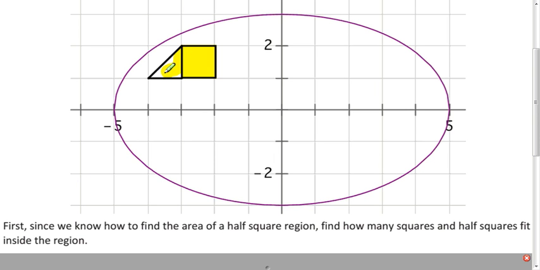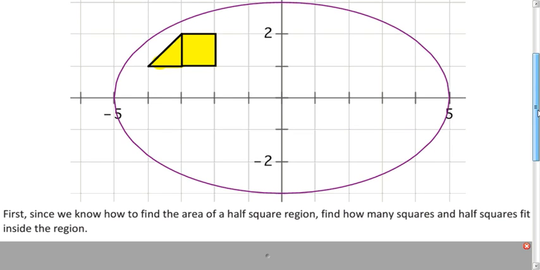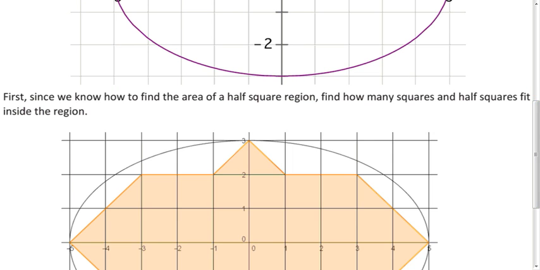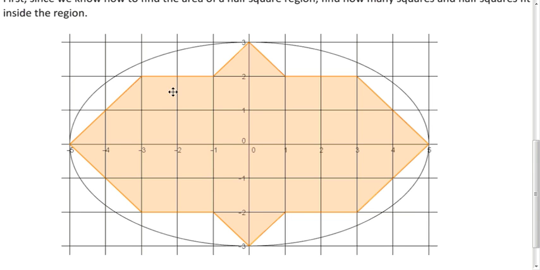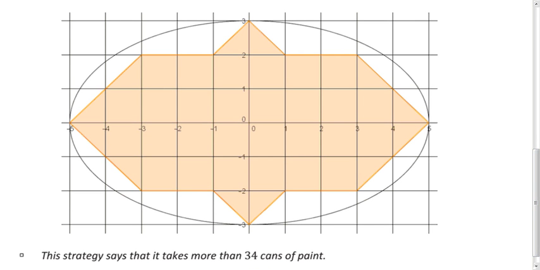So see if you can repeat this process and see how many squares and half squares you can fill in inside this ellipse. Okay, so if you do this as much as you can, you should end up with a picture like this one. And if you're careful and you count all of the full squares, right, those are each one square unit, and then for each two half squares, you have another unit, you end up with 34. So you need 34 cans of paint if we're trying to fit all of these inside it. So this would be our lower approximation.